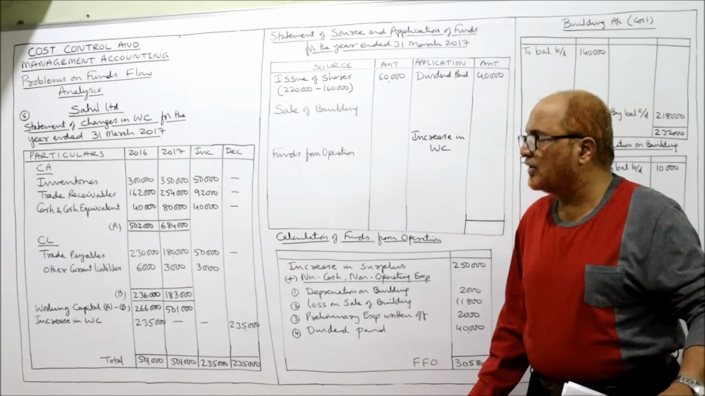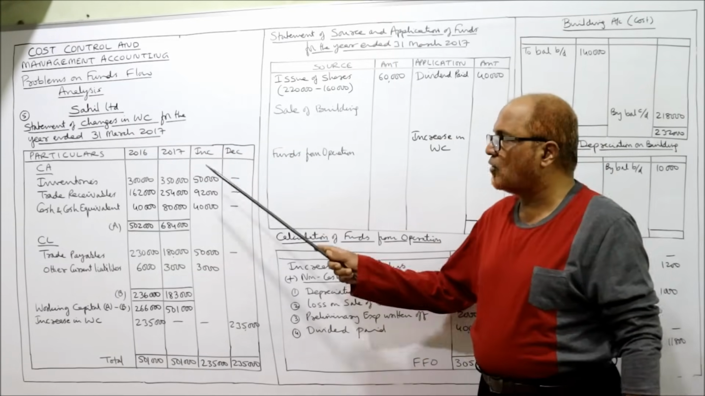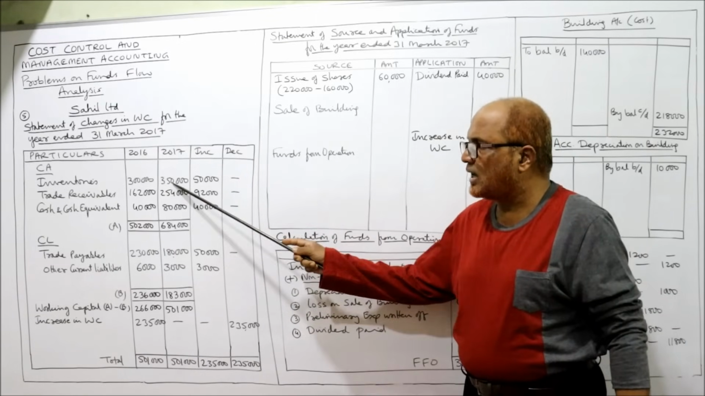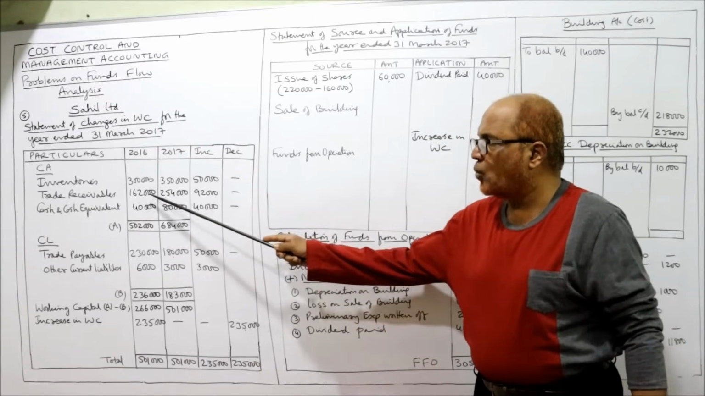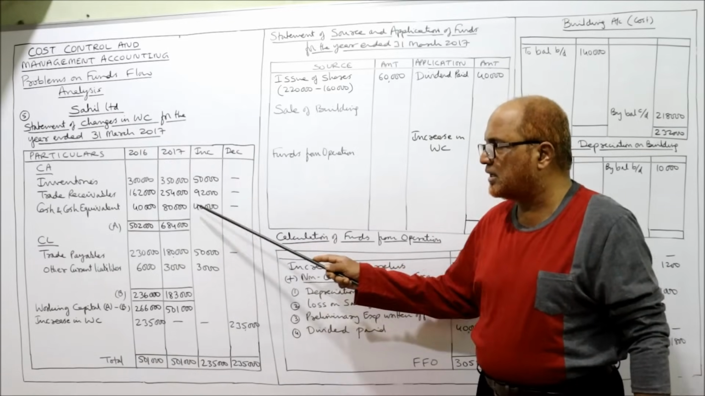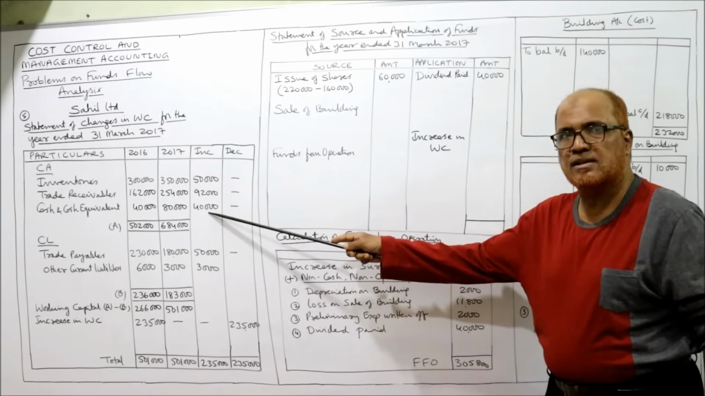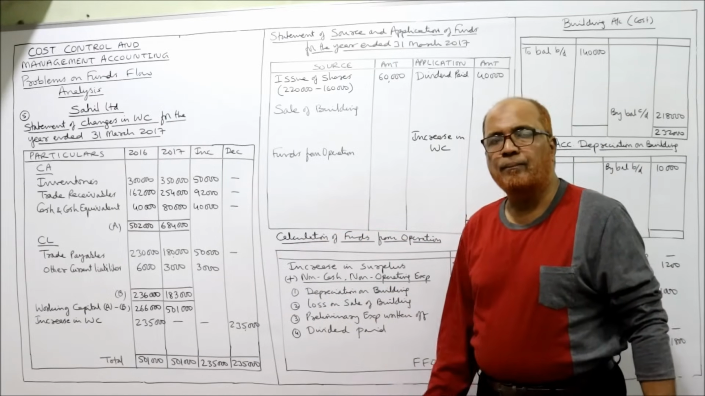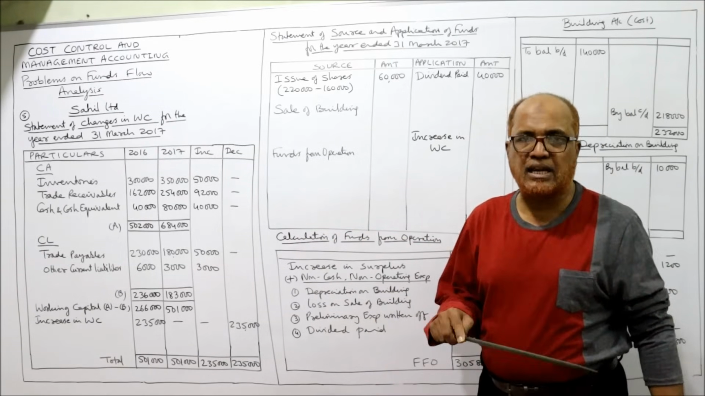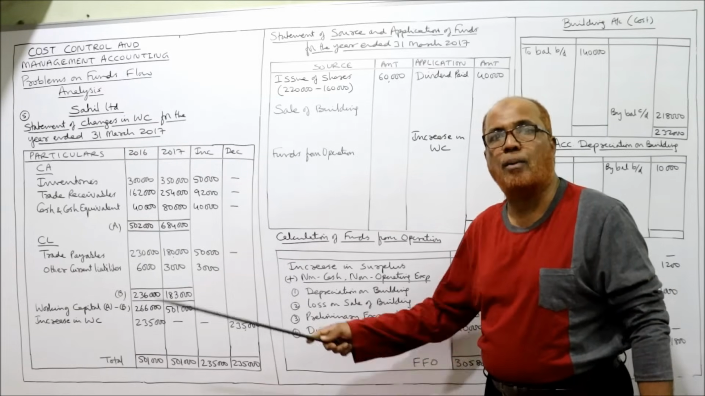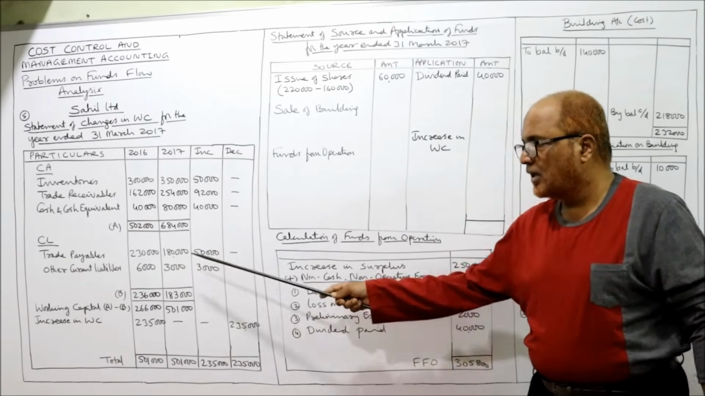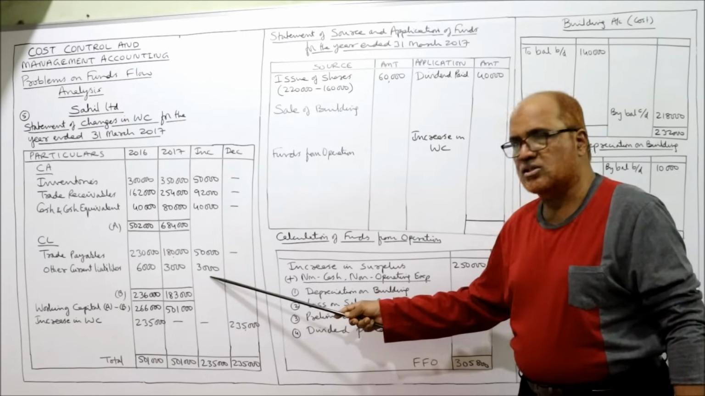Now in order to prove whether it is correct or not, we have opened the column increase and decrease. So increase 3 lakh to 3,50,000, 50,000 increased. 162 to 254 increased by 92,000. 40 to 80, 40,000 increase, all increase. In trade payable, if there is increase, we take it in decrease column. If it is decreased, we take it in increase column, opposite. So here it is decreased, so increase column. Here it is decreased, so increase column.